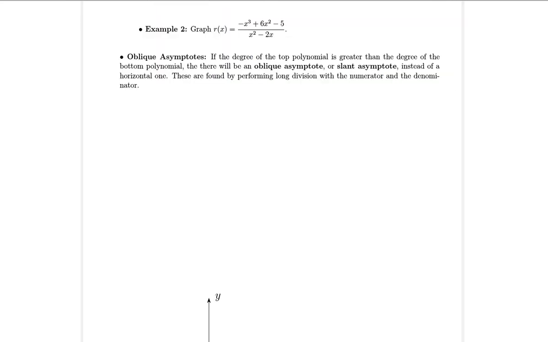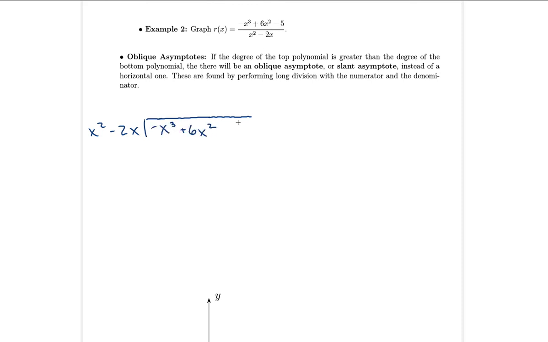Okay, but what happens when we end up with the degree on top being higher than the degree on the bottom? The answer is we go back to a concept we've already learned, which is long division. And the reason that we're going to do long division is because it'll be a way for us to re-express the way this function looks. And maybe that'll help us to understand how this thing is going to look in a different way.